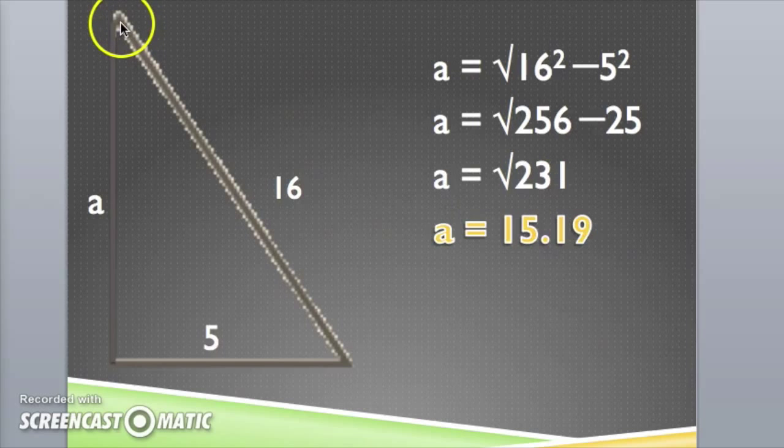For this exercise, we use the Pythagorean theorem again. We are missing this measure, which we are going to call A. And using the Pythagorean theorem, we can say that A equals the square root of 16 squared minus 5 squared. So A equals the square root of 256 minus 25, A equals the square root of 231, and the measure of this is 15.19.